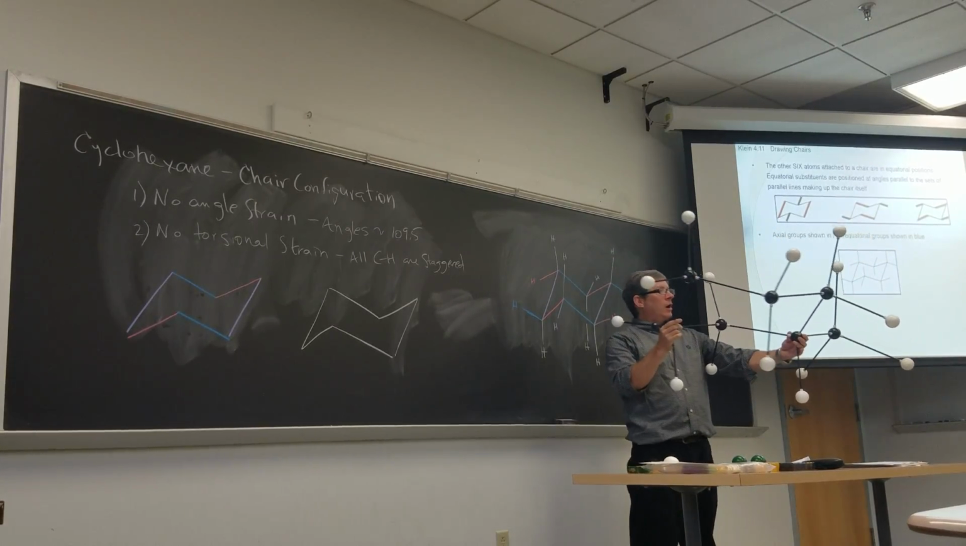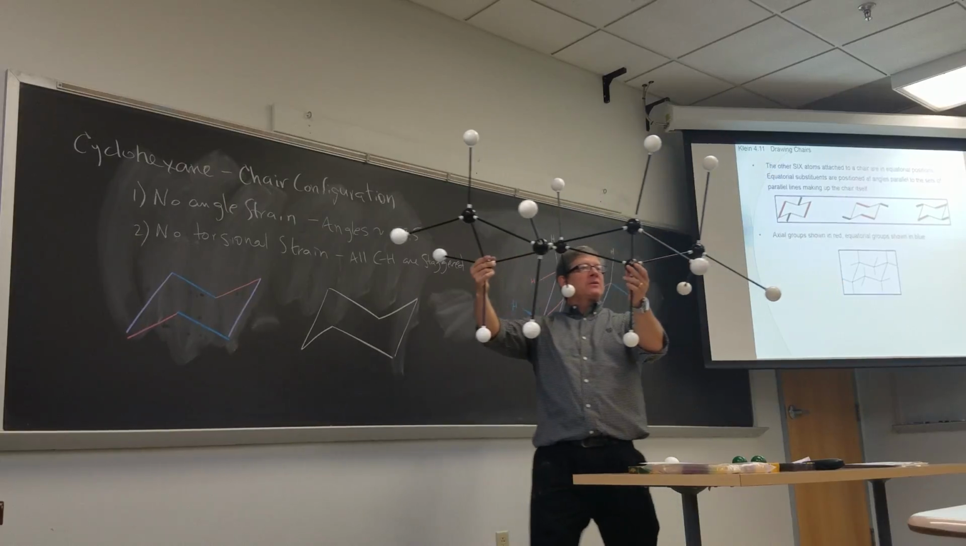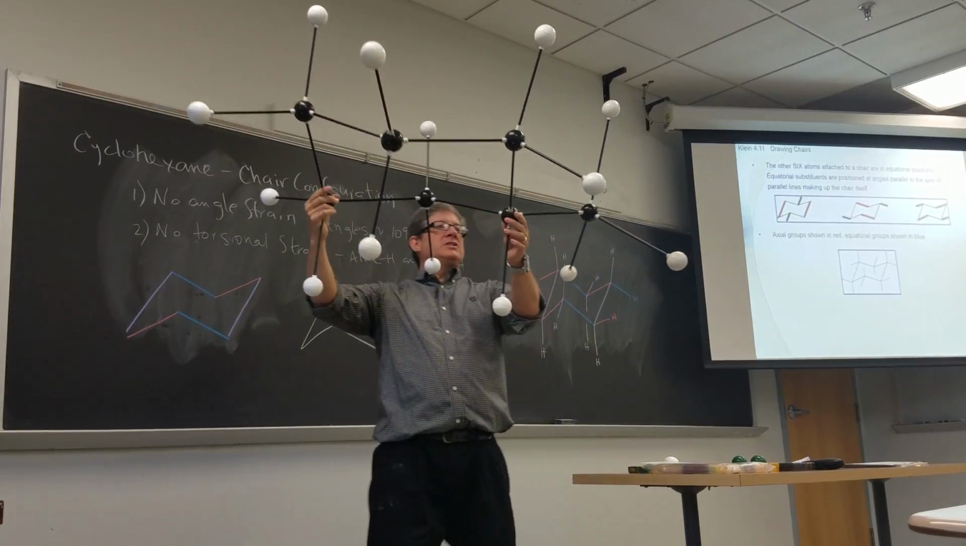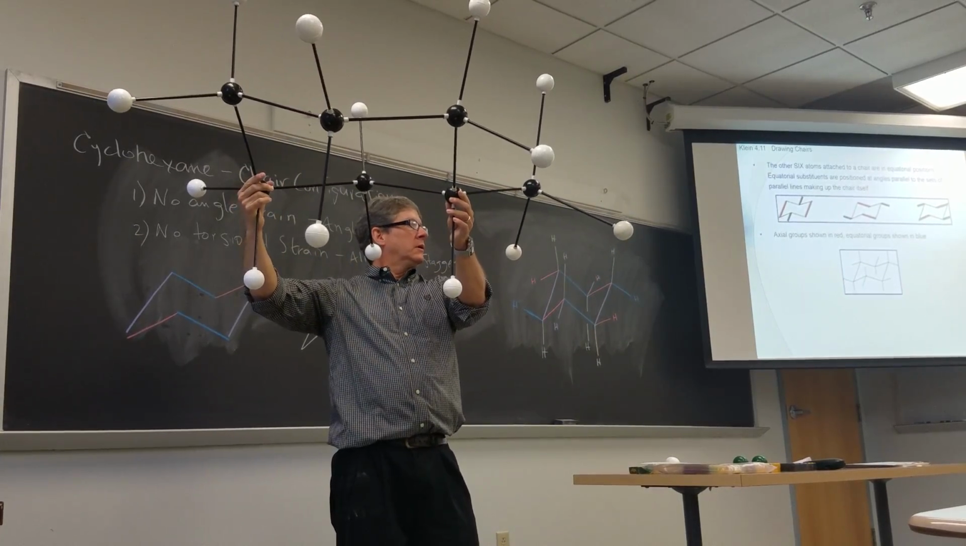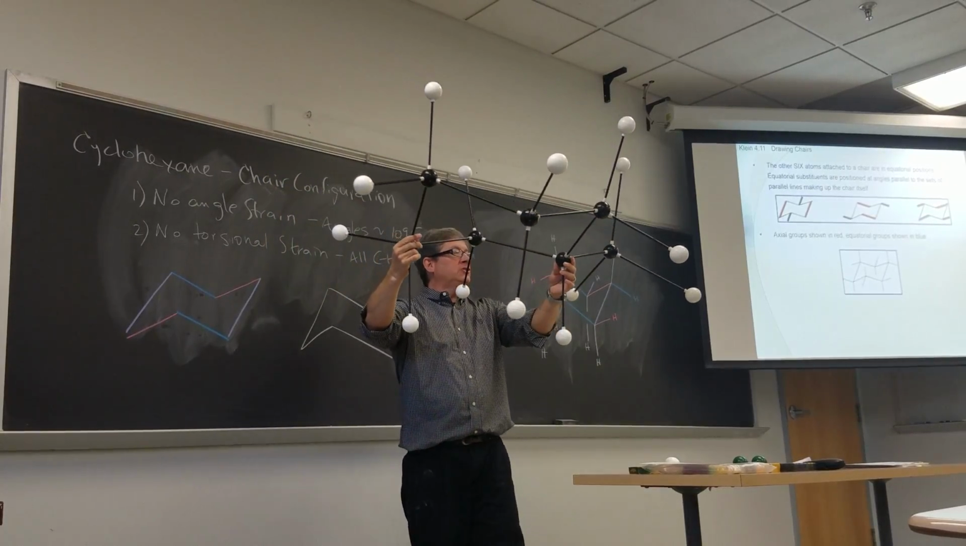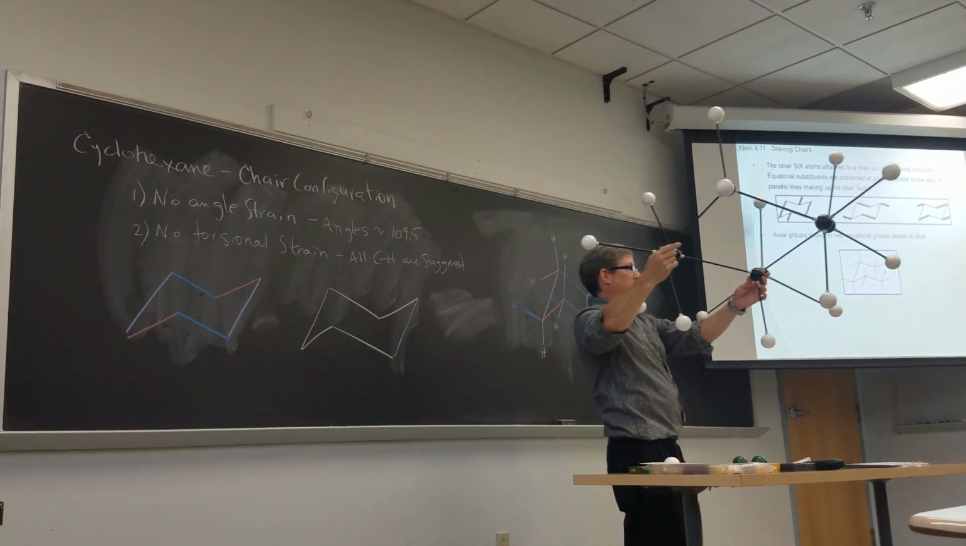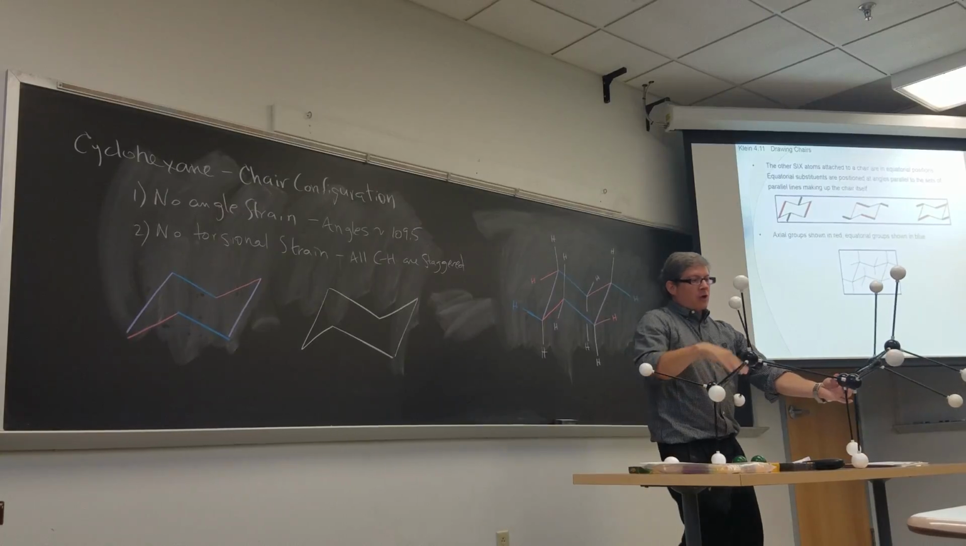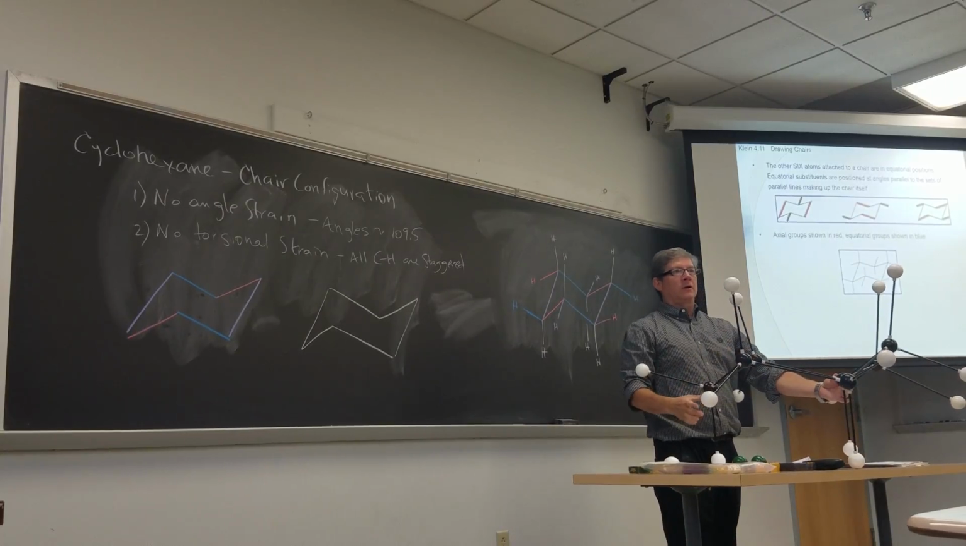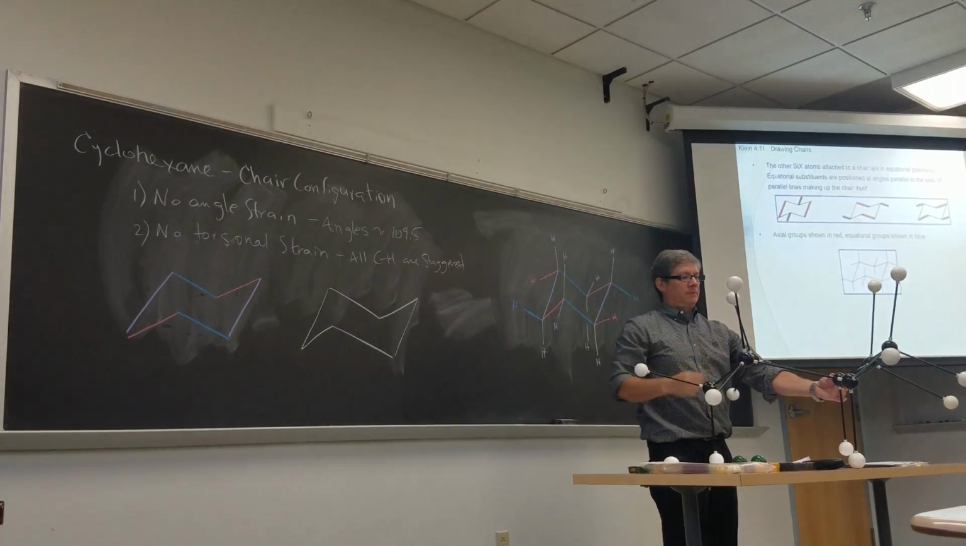But now, what position is my methyl group in? Is it axial or is it equatorial? It's equatorial. It's no longer pointing straight up away from the ring system. Now it's parallel to these other bonds that are sort of two bonds over. It's sort of pointing straight out.